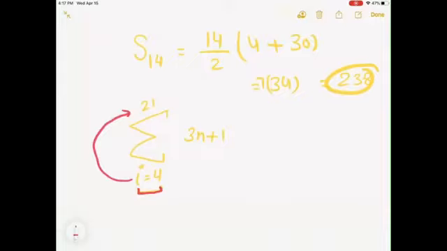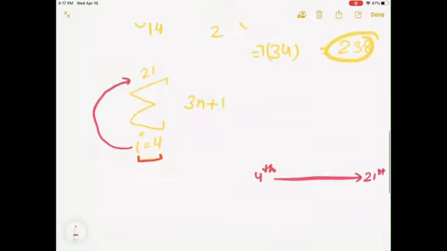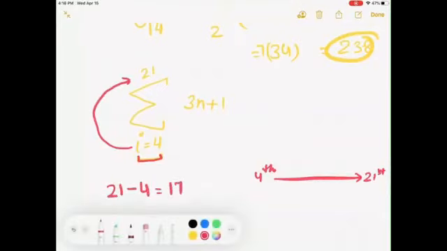So how many terms in total? Here's the shortcut. You can take the top number, which is 21, take away 4, which is 17, and don't forget to add 1. Why add 1? Because we're including the 4th term itself. So in total, I have 18 terms to add. That's one way to figure out the number of terms.